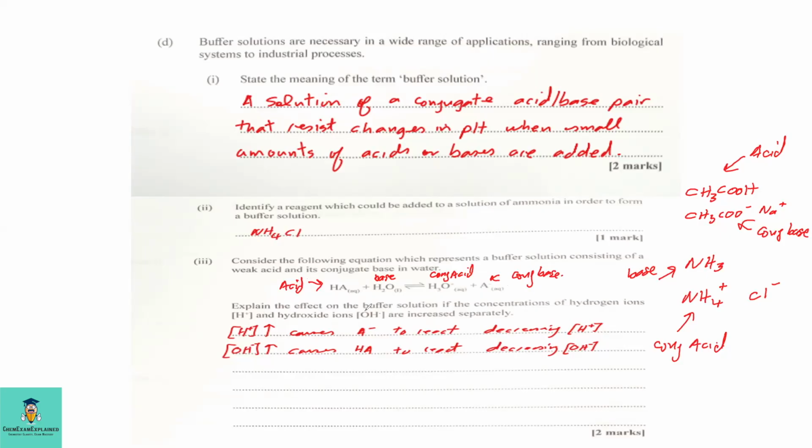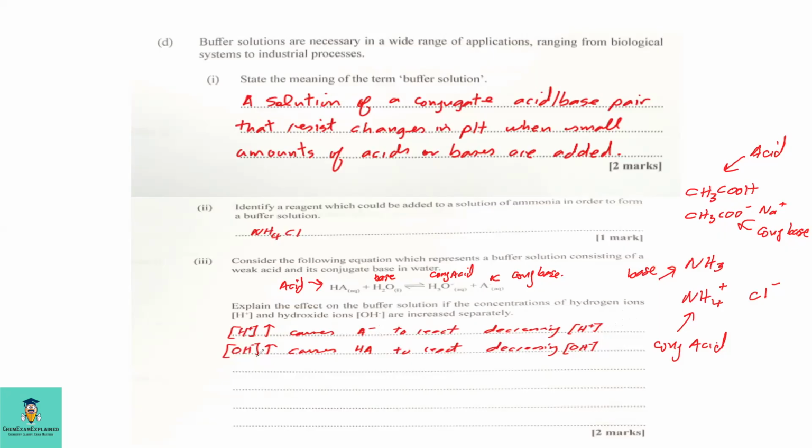So let's explain the effect of the buffer solution if the concentration of H plus ions and hydroxide ions are increased separately. If you increase H plus, which is suggesting that you are increasing the acid concentration, something must react to counter it. So if you're adding H plus, which is an acid, then the conjugate base must counteract it by reacting with it, decreasing the concentration of H plus that was added, hence maintaining a constant pH. Remember, a buffer solution resists changes in pH when small amounts of acids or bases are added.